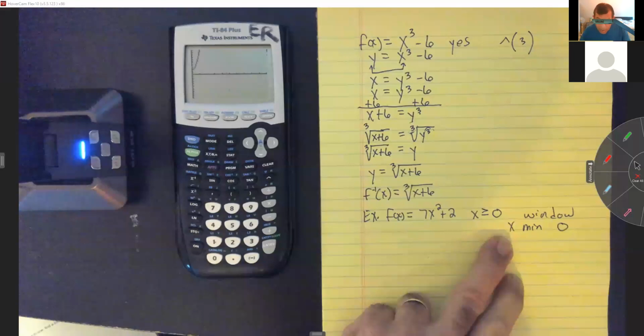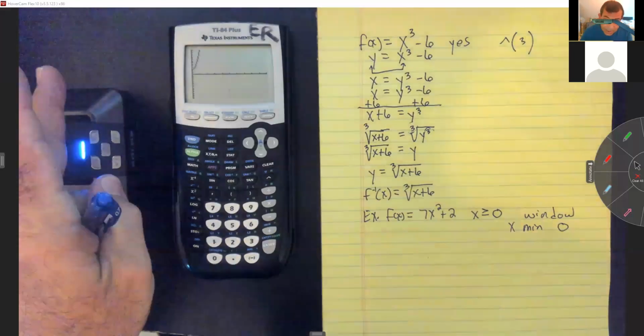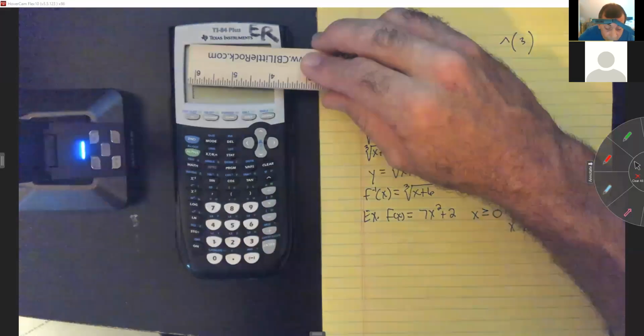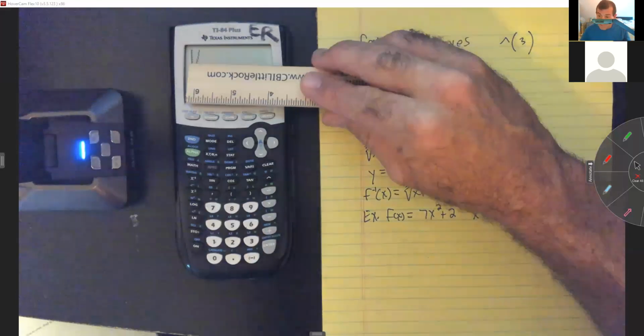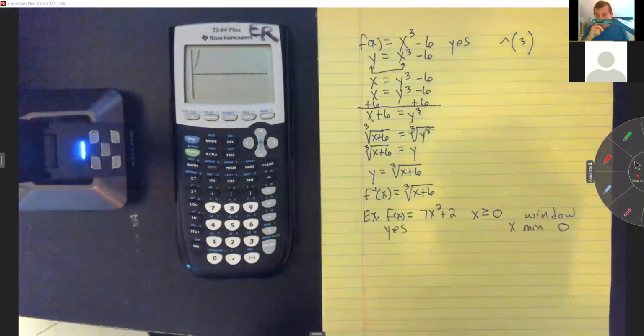And notice what it did. It didn't put all these negative x's on it. It started at the 0 on the x-axis so that when we come down with our horizontal line, we do not cross it more than once. So that this is a yes, 1-to-1.